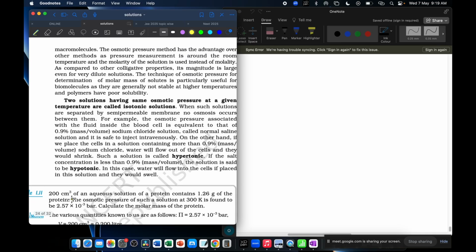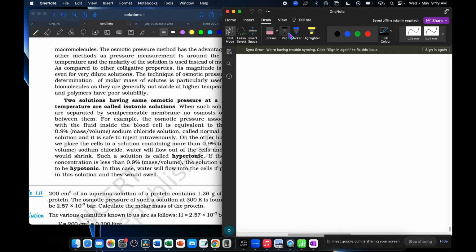Right. So look at the question here: 200 cc of an aqueous solution of a protein contains 1.2 grams of protein. The osmotic pressure of such a solution at 300 K is found to be 2.57 into 10 power minus 3 bar, right? Calculate the molar mass of the substance. So what is given in the question, what is asked in the question?